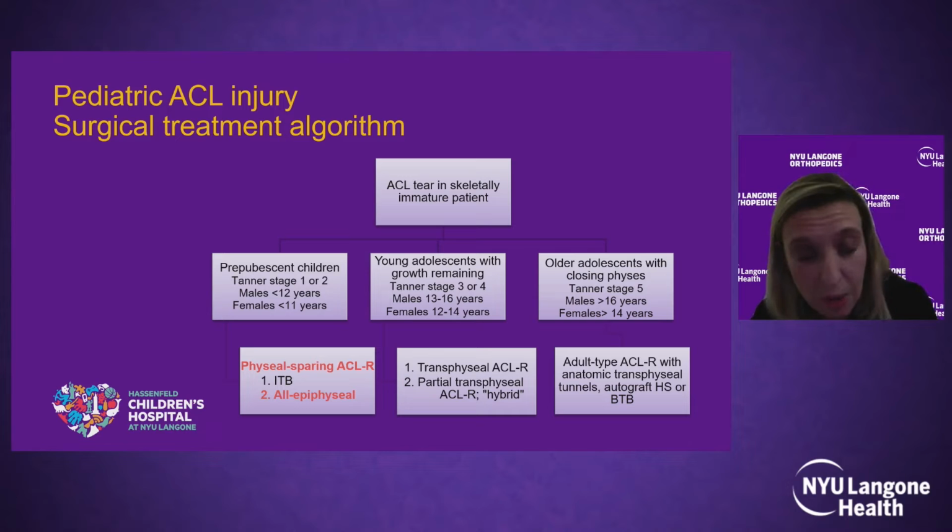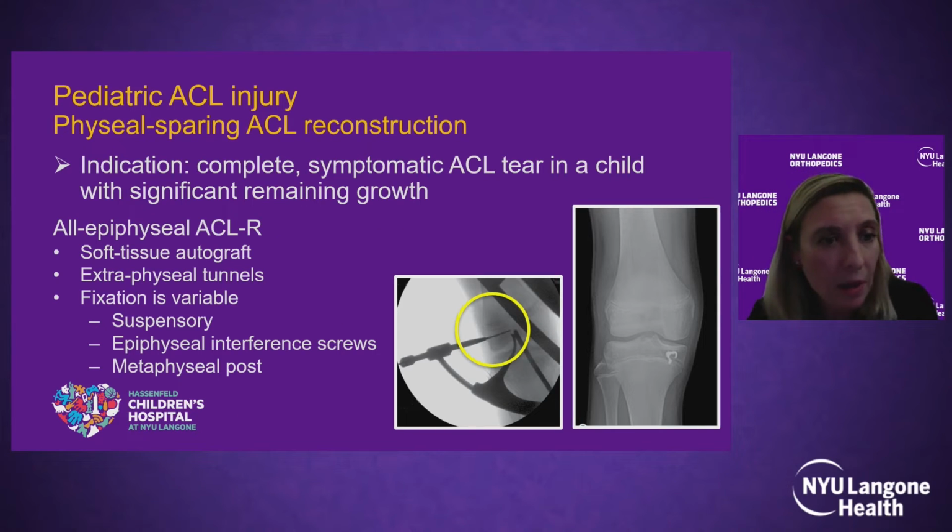The second, or the other sort of main physeal sparing ACL reconstruction is the all-epiphyseal. It's the same indication as the one we just went through. Differences are, there is a soft tissue autograft, typically a hamstring used. There are tunnels drilled, and these are extra physeal, and then fixation can be variable. I've shown here what this looks like.